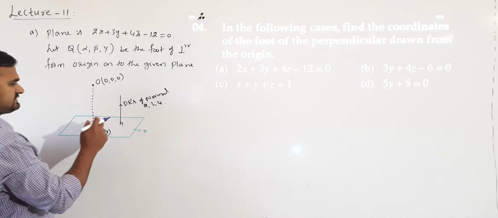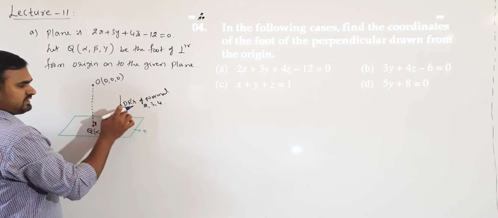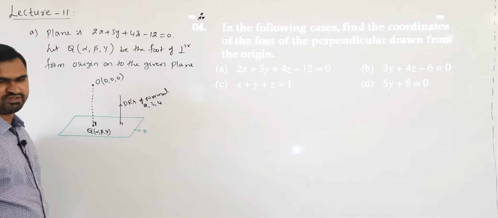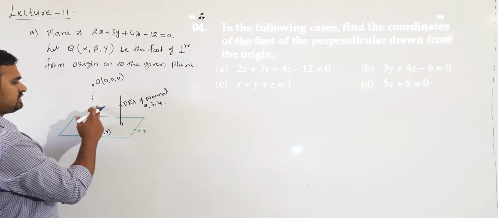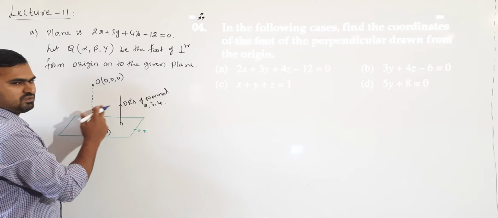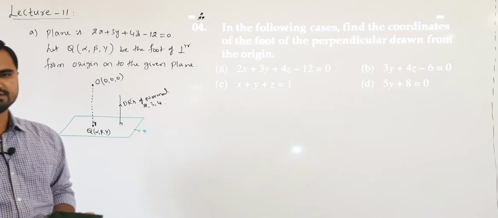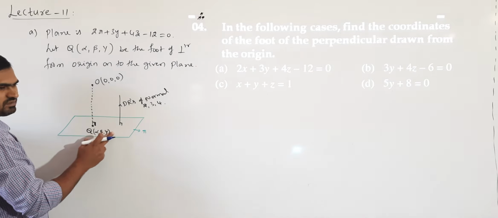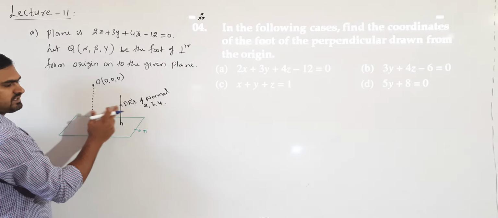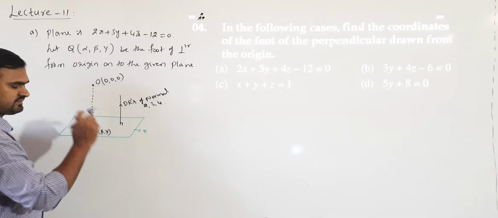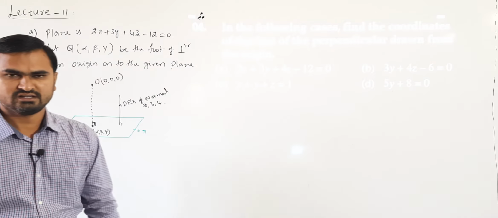So what can we say about this normal vector to the plane and OQ? They are parallel. When two lines or two vectors are parallel, their drs are proportional. So using these two concepts, Q lies on the plane and these two are parallel, we can find the values of alpha, beta and gamma.